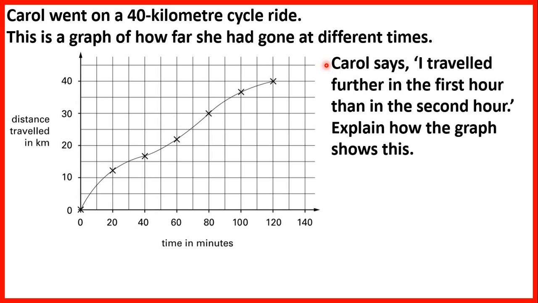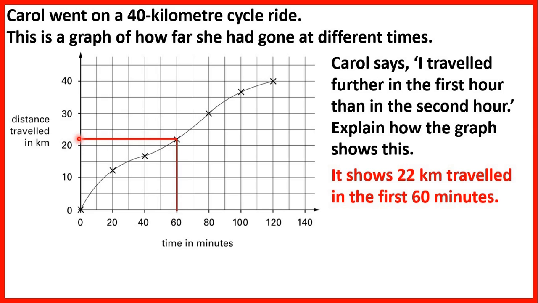Now Carol says, I travelled further in the first hour than in the second hour. Explain how the graph shows this. Well, 1 hour is 60 minutes. So if we draw a line up from 60 minutes, we can see that we have about 22 kilometres here, because remember the next line will be 25 and it's roughly in the middle.